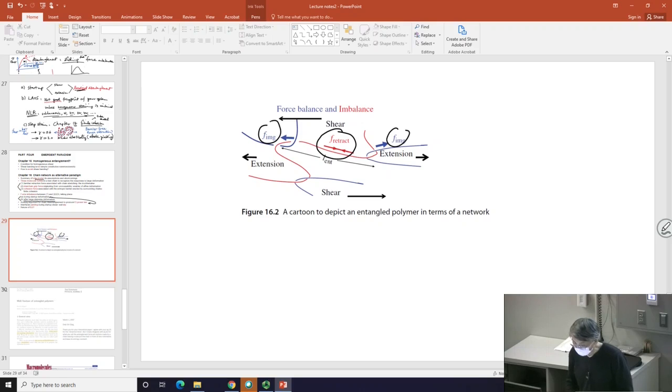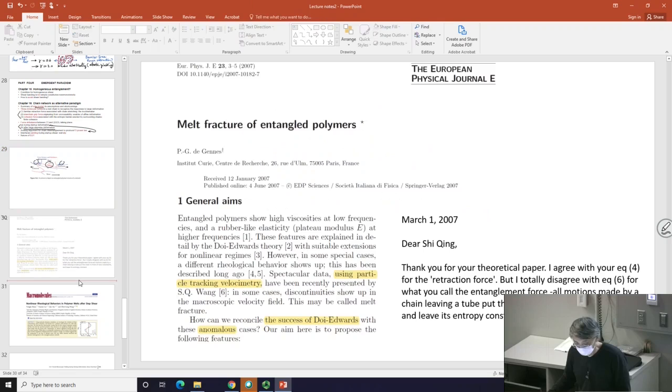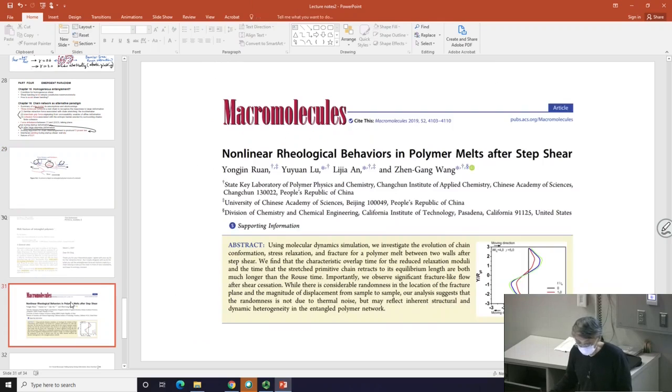Now, I plan to skip this part about some papers and communications I had with Dejin on this topic. So, but I don't plan to say anything about it.